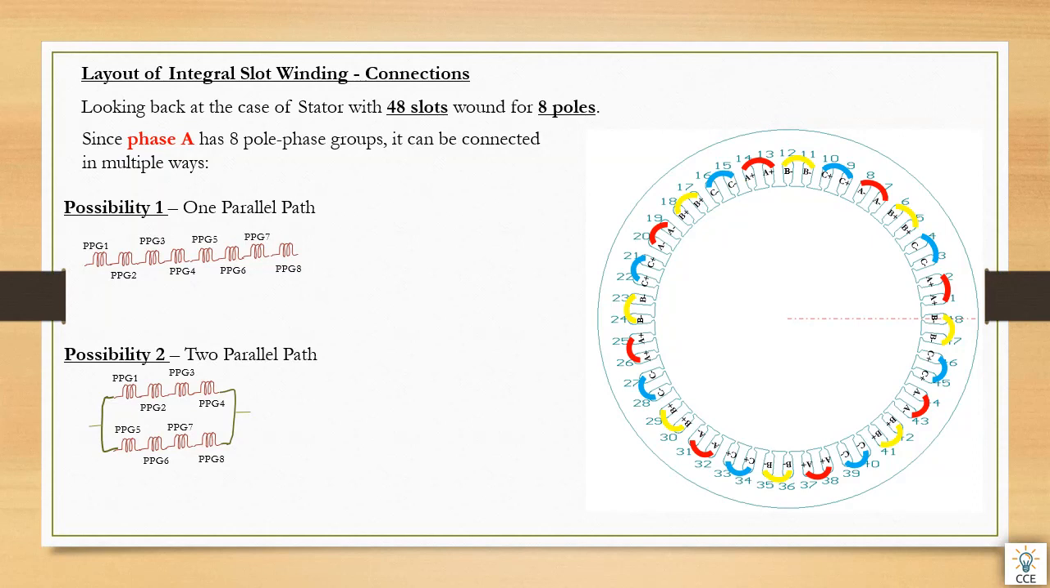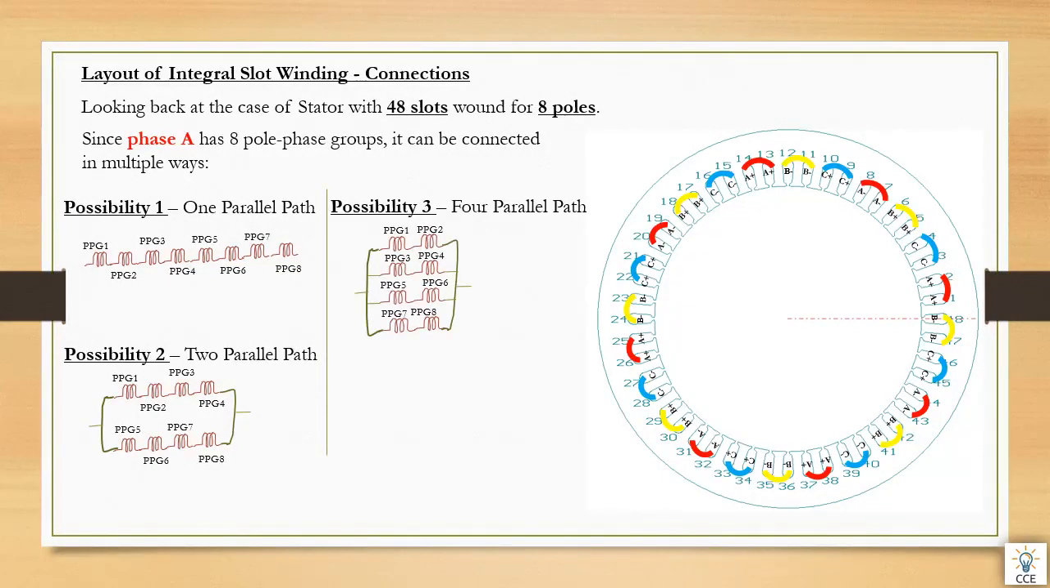Possibility 2 is we can make two parallel paths. So two parallel paths, again just for the sake of understanding we have taken one possibility where the first four pole phase groups have been connected in series with each other, and the next four pole phase groups have been connected in series with each other, and among these series pole phase groups they are connected in parallel with each other. So four pole phase groups have been taken as a series connection, other four pole phase groups another series connection, and you connect them in parallel with each other.